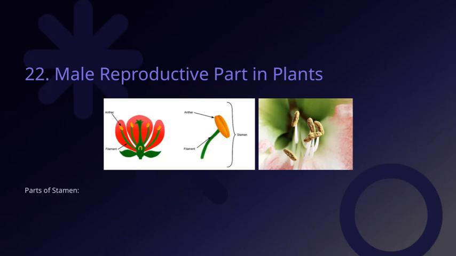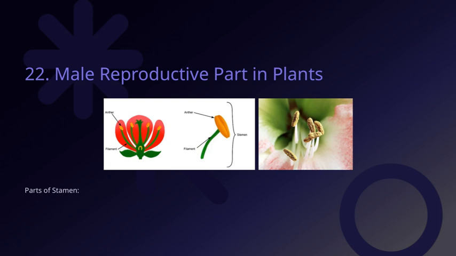Let's take a closer look at the parts of the stamen, which is the male reproductive part of a plant. The stamen plays a crucial role in plant reproduction by producing pollen, which contains the male gametes. It typically consists of two main parts, the anther and the filament. The anther is where the pollen is produced and stored, and it's often located at the top of the filament.